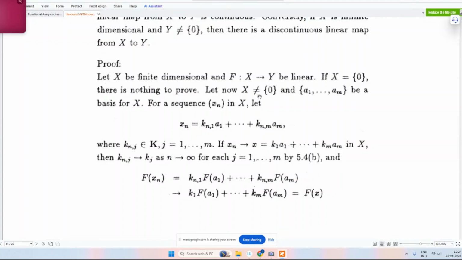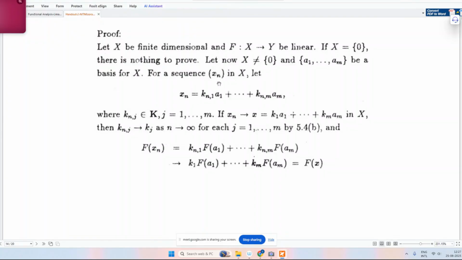If X is not 0, let A1, A2, ..., AM be a basis for X. How do you know a basis exists? Such a finite basis exists if X is finite dimensional. So we assume that the dimension of X is M. Therefore, it has a basis A1, A2, ..., AM. Okay.